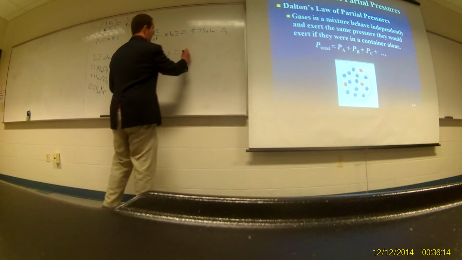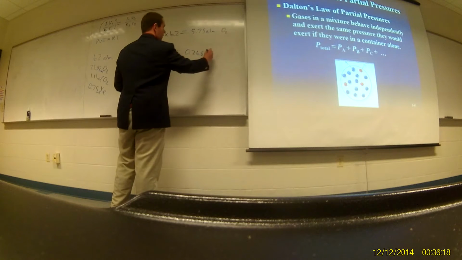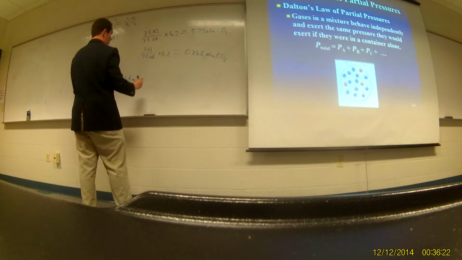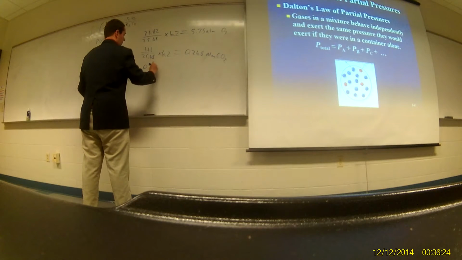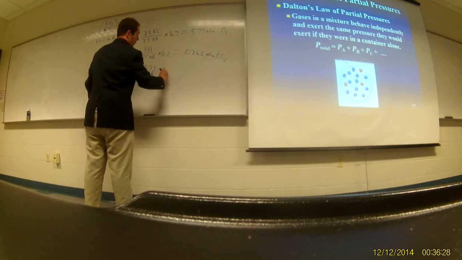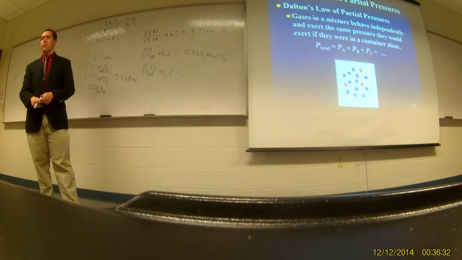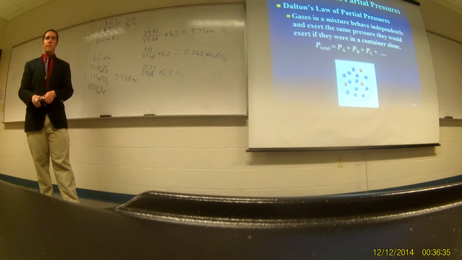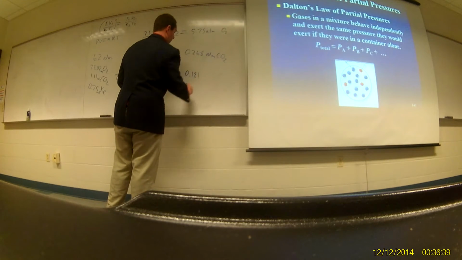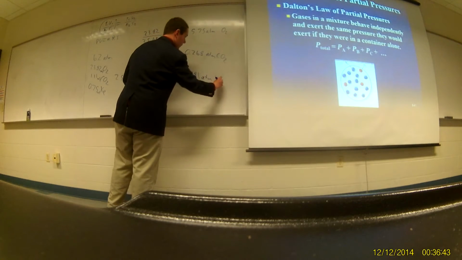That's 0.2679, about 0.26 atmospheres of CO2, and then we do xenon: 0.75 divided by 25.68 times 6.2. That's 0.181 atmospheres.